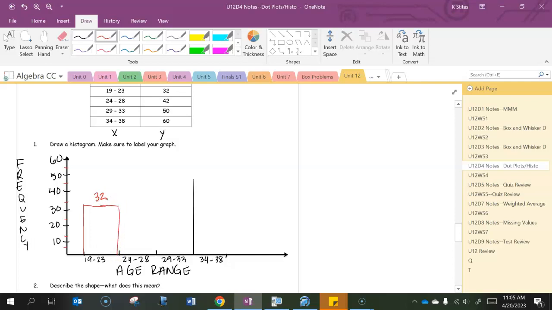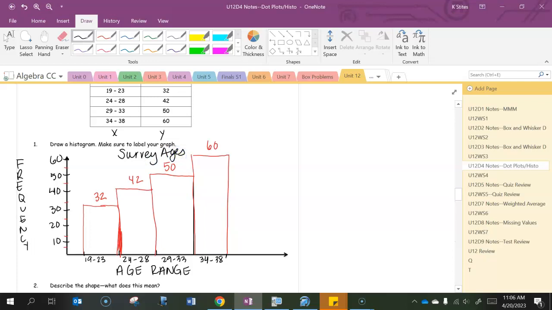24 to 28, there were 42 people. So we're going to go up to 42, over, put your number on top. Okay, and again, this gap should not be here. 29 to 33, we're going up to 50, and put your 50 on top, and then 34 to 38, we're going up to 60. Put your 60 on top, and then make sure you have a title as well. So we're just going to call this Survey Ages.